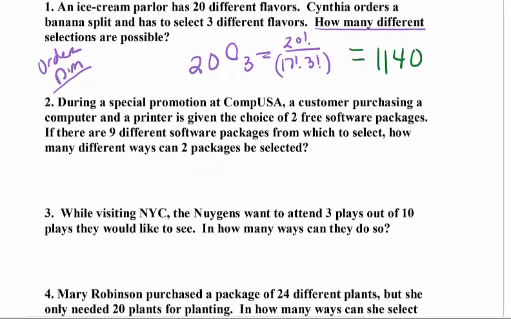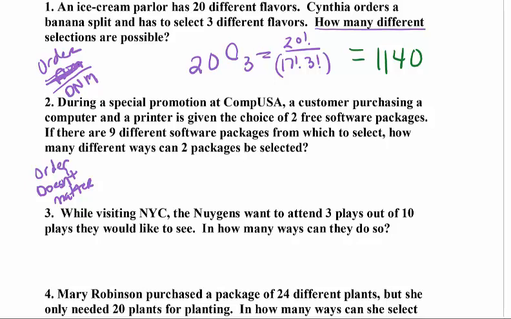Looking at number 2, during a special promotion at CompUSA, a customer purchasing a computer and a printer is given the choice of 2 free software packages. There are 9 different software packages that they can choose from. How many different ways can they select? So again, because it's saying they have to select 2 different packages, order doesn't matter. So I guess my abbreviation above really wasn't a good one. It might be better to put "does not matter," because if somebody looked back at that, they might say "does." So order does not matter here, and there is no repetition.